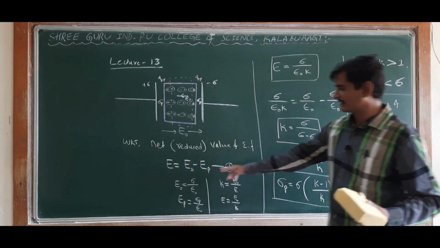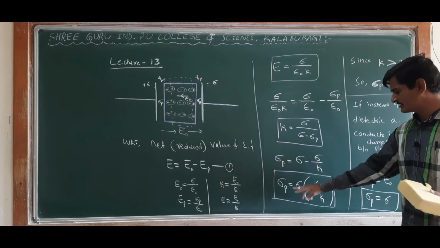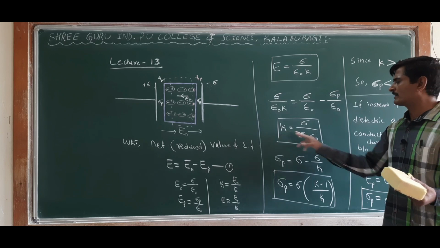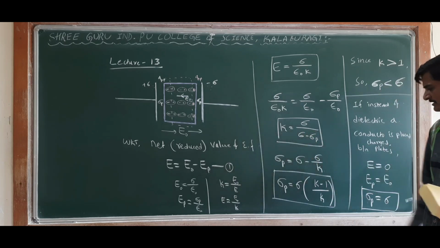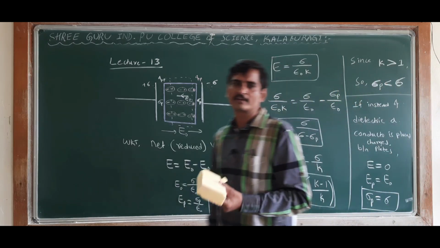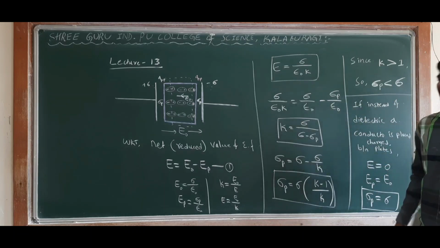Now I am clearing these things we have already studied. I substituted and made some mathematical changes and got these relations. This is the expression for the dielectric constant in terms of surface charge density. This is the expression for the surface charge density of the polarized dielectric, and this is the result, that sigma P is less than sigma. Okay.